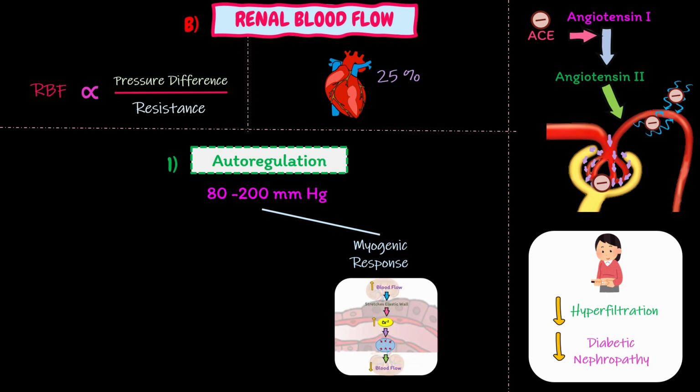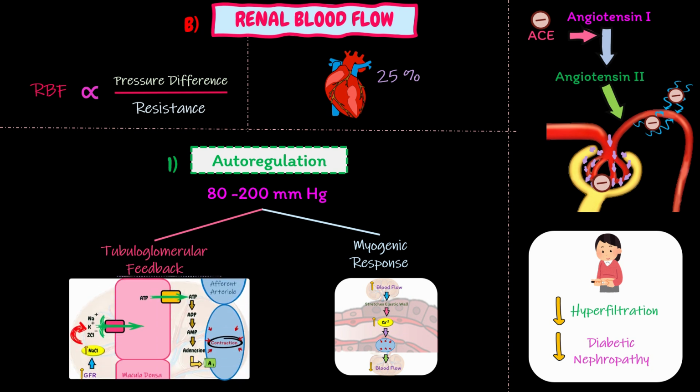myogenic mechanism, in which the renal afferent arterioles contract in response to stretch. Thus, increased renal arterial pressure stretches the arterioles, which contract, and increase resistance to maintain constant blood flow. Second is tubuloglomerular feedback, in which increased renal arterial pressure leads to increased delivery of fluid to the macula densa. The macula densa senses the increased load and causes constriction of the nearby afferent arteriole, increasing resistance to maintain constant blood flow. These are already discussed in this video in detail.